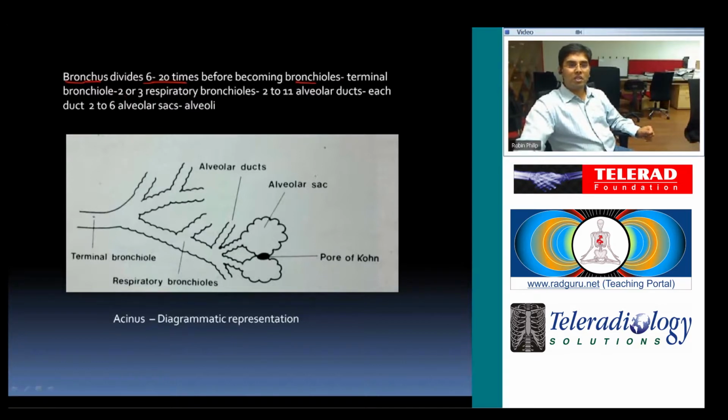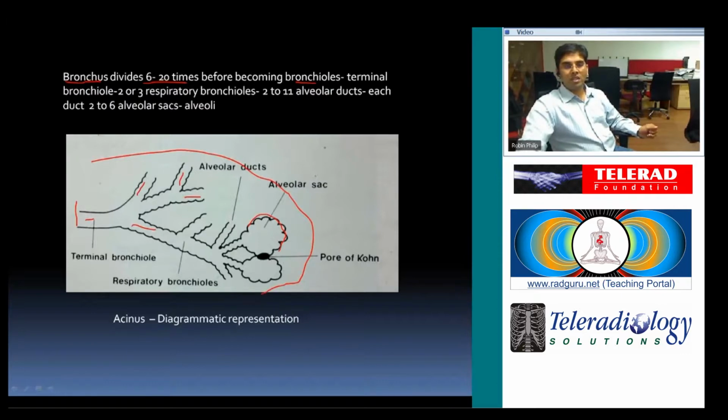This is the terminal bronchiole, and this terminal bronchiole receives 2 or 3 respiratory bronchioles, and each respiratory bronchiole receives up to 2 to 11 alveolar ducts, and each duct has 2 to 6 alveolar sacs, and each sac is made up of thousands of alveoli. So this whole unit from this terminal bronchiole till this is called acinus.